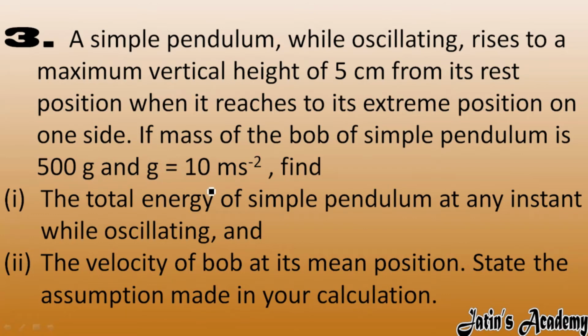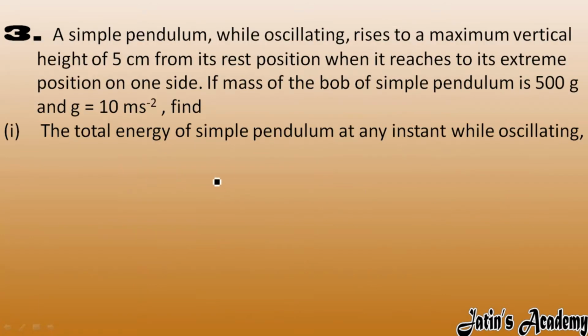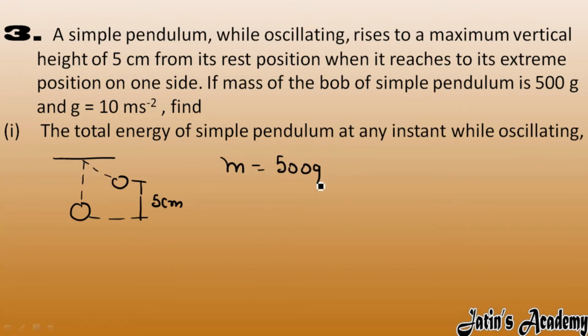Now carefully see, first part we have a simple pendulum while oscillating raises to a maximum vertical height of 5 centimeter. A pendulum is there which on oscillating goes to the maximum height, and maximum height from the mean position is given as 5 centimeter from the rest position. Okay, on the another extreme position, if mass of the bob is given as 500 gram, so convert it into kilogram, just divide it by 1000.